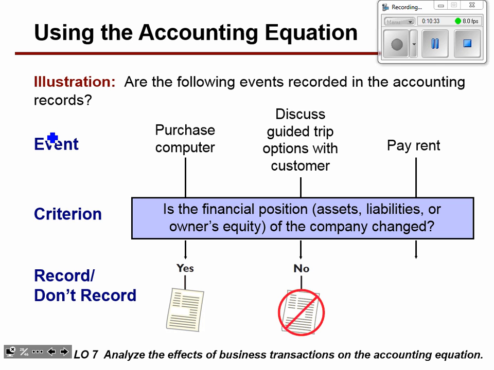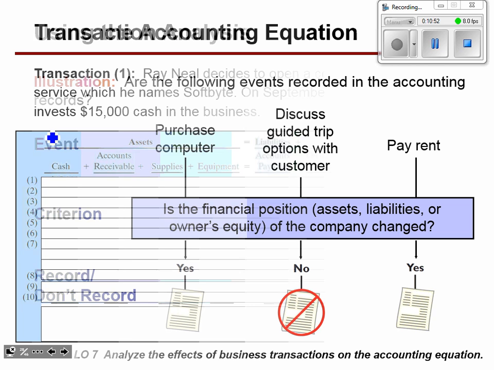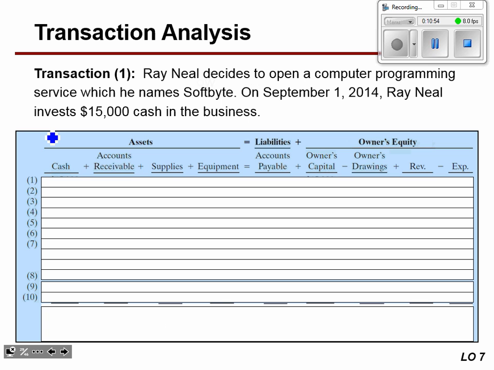How about pay rent? What's going to happen to assets? Are they going to go up or down if we hand someone money? Down. And then rent expense is going to make the owner go down a little bit. But you know what? We need a business, a place of business to do business in, so we better pay rent. Okay, here we go. Pretty excited. Transaction 1.